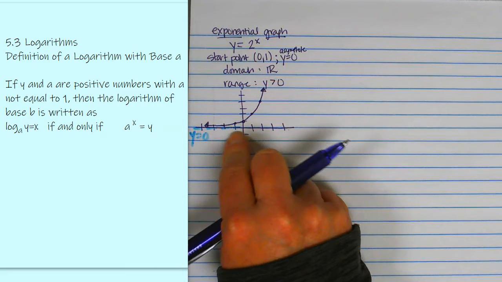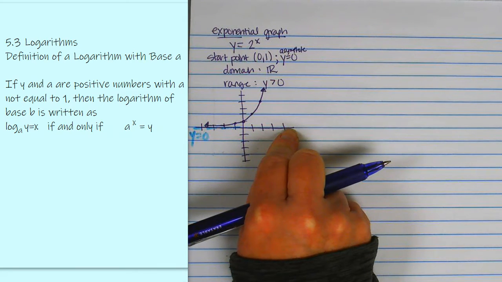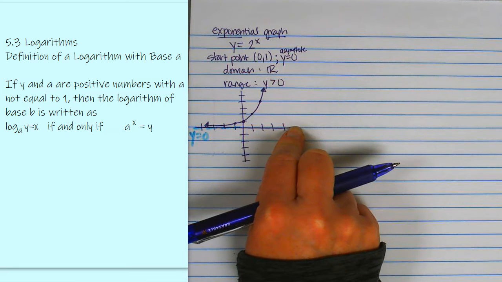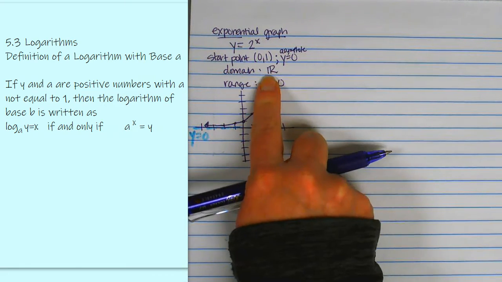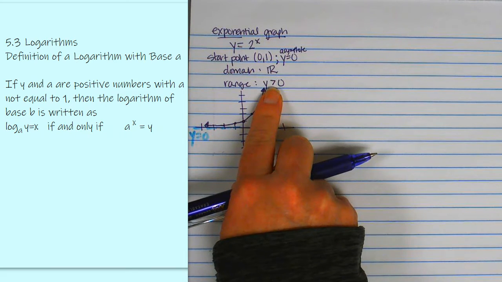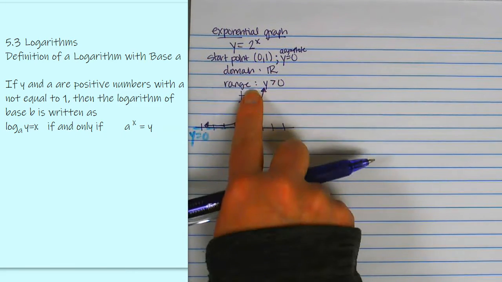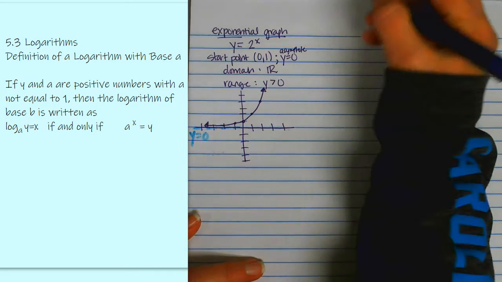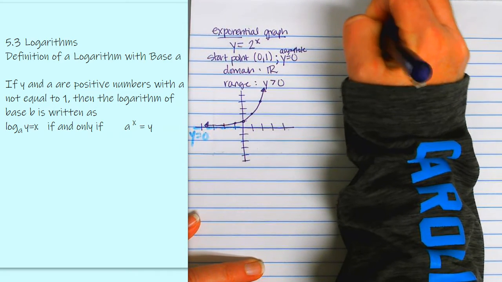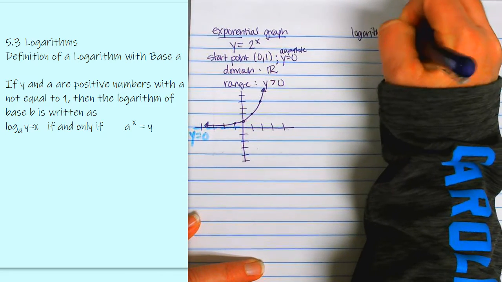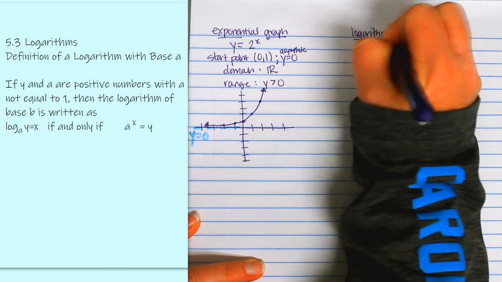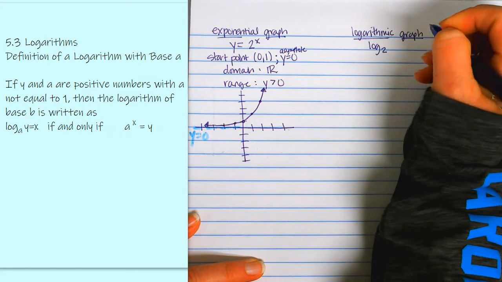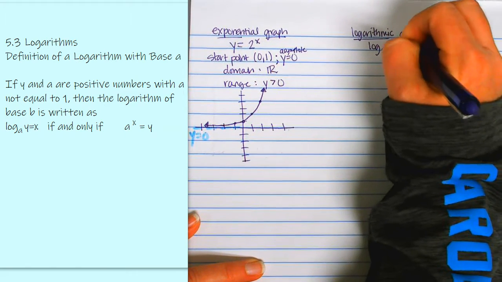It has a y equals 0 horizontal asymptote. It has a domain of all real numbers. You can plug in any x value, but you're only going to get out positive y values. So not including the asymptote, y is greater than 0. So these are all the things that happen with an exponential graph, and that's what it looks like, 2 to the x. What we're going to graph now is the logarithmic graph, which we just learned how to rewrite. It's going to be log base 2 of y equals x.